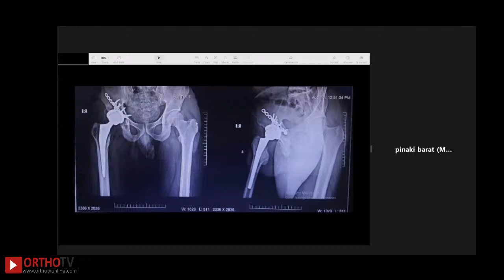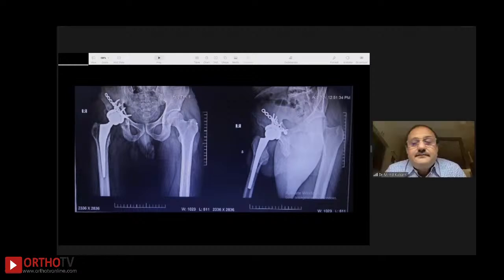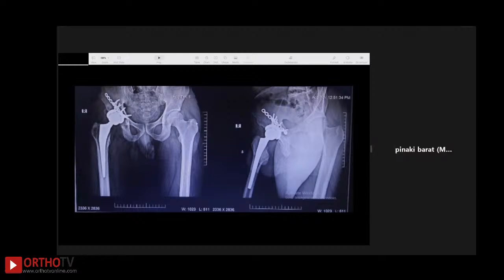Sir, there is one question in the chat box. Would you like to take that from Dr. Ankur? Yeah, sure. In case of a posterior column plate, you have to cut the screws and then put up the cup. That is the question of Dr. Singhal.